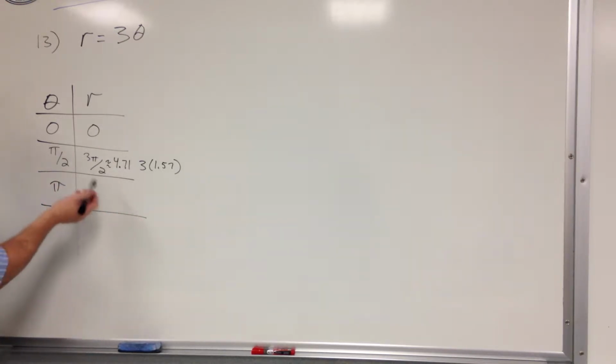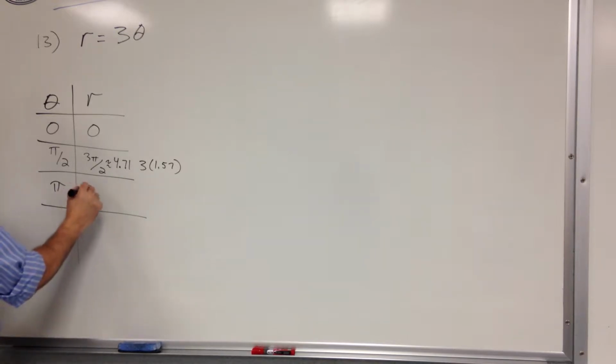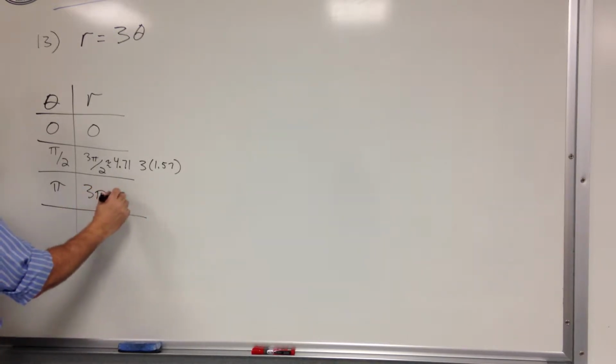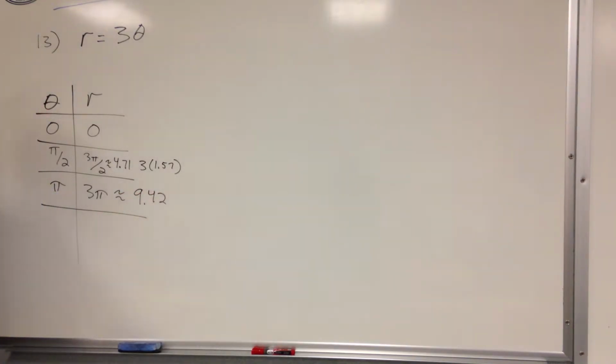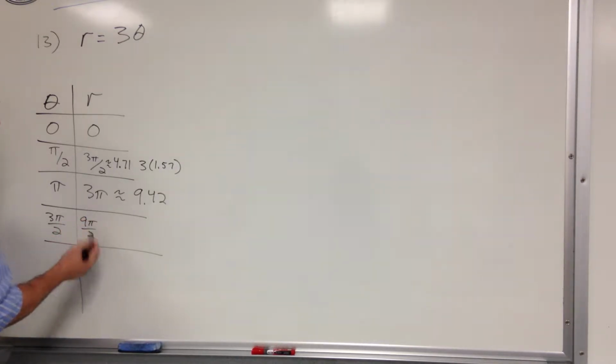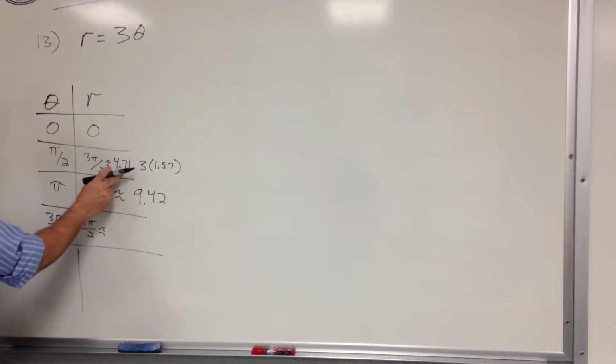Theta is pi. If r equals 3 theta and theta is pi, what's r? 3 pi. Pi is about 3.14. Triple that, you get about 9.42. This is why I don't like the spirals very much. What happens when you triple 3 pi over 2? 6 pi over 2. Well, 3 pi. Triple it, you get 9 pi over 2. And that's going to be about 3 times bigger than pi over 2 was. So as an actual length, it's going to be about 3 times that.